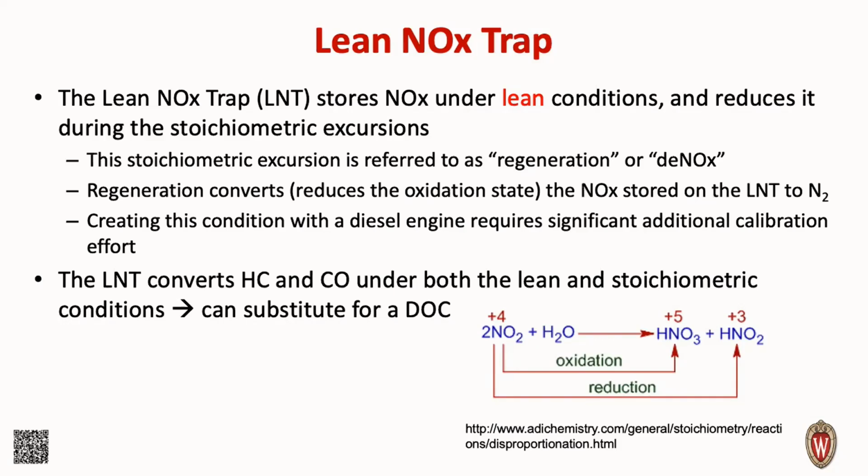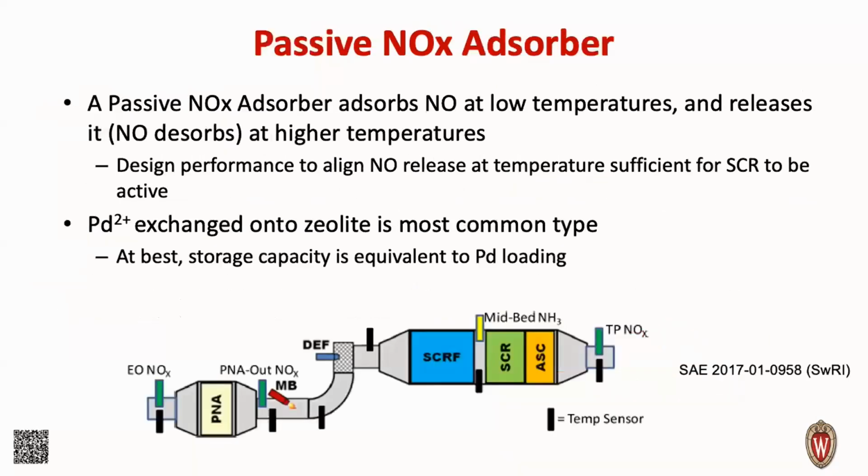Same kind of regeneration that we saw in the three-way catalyst. In fact, the lean NOx trap is very, very closely related to the automotive three-way. The LNT converts both the hydrocarbons and CO under both lean and stoichiometric conditions. So you can see that very, very similar to the three-way catalyst we talked about before, because it only reduces NOx under the rich conditions, and sometimes the LNT may be substituted for the DOC. Not very common, but there's a few out there, so good to be aware of.